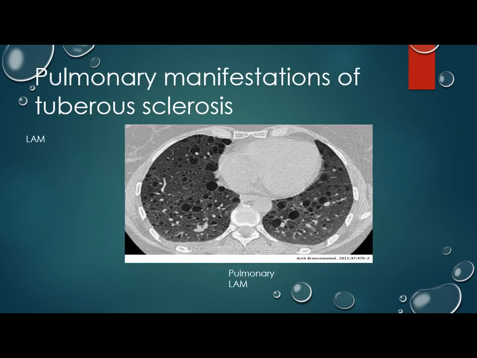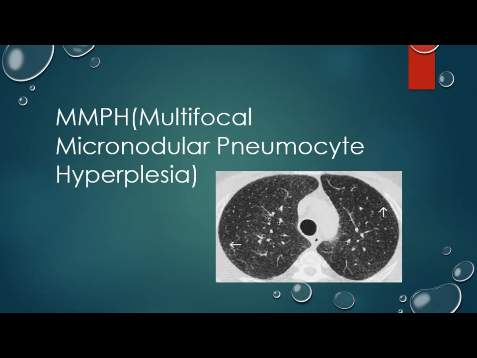For the lung manifestation we have two diseases, lymphangioleiomyomatosis and multifocal micronodular pulmonary hyperplasia. This disease is uncommon and the name was changed because the new name is more descriptive. The new name, a very difficult name, is atypical adenomatous hyperplasia of the epithelium. This is a more descriptive name.